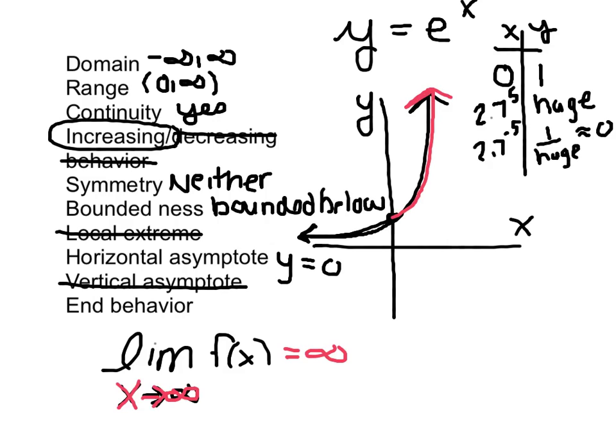And the other limit notation, limit f of x, as x goes to the left, so this piece of the function gets closer to 0. So as x approaches negative infinity, the function approaches 0.